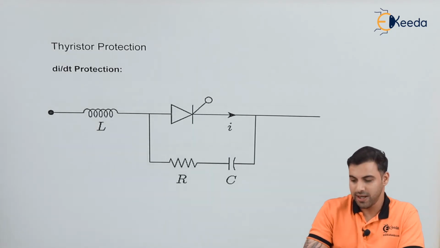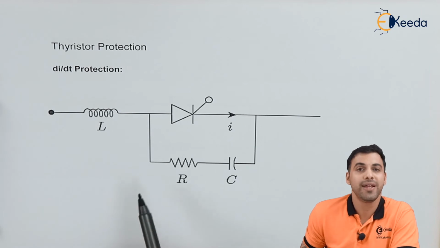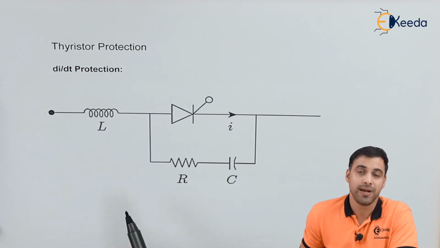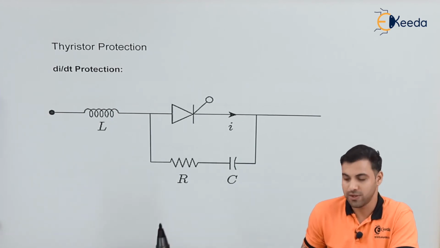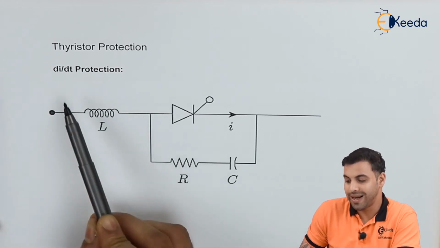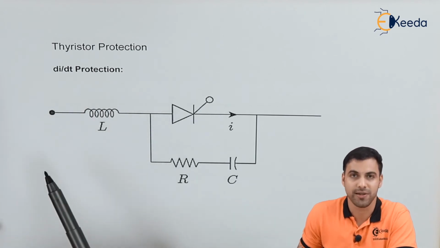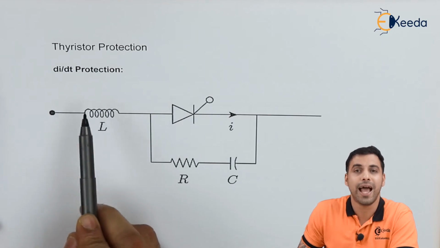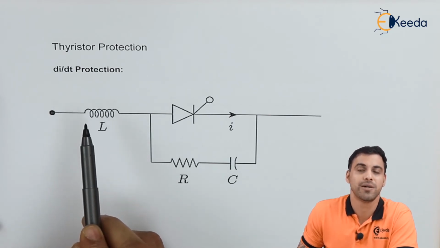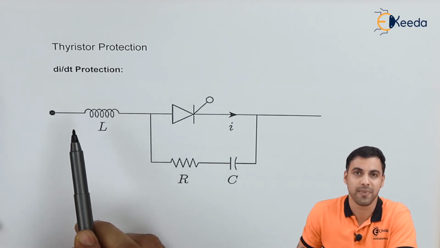So friends, there are various kinds of protection that are needed whenever a thyristor is being used in an electronic or electric circuit. Let's talk about di/dt protection. As the name specifies, di/dt is the rate of change of current per time.